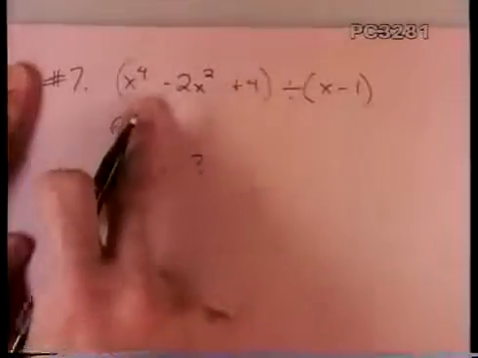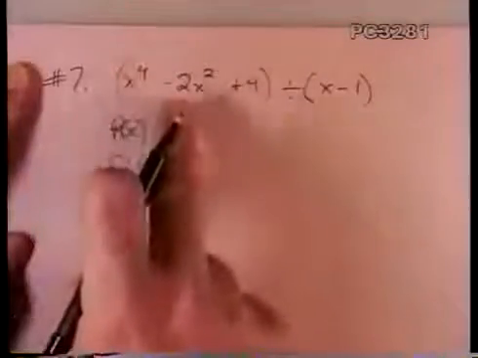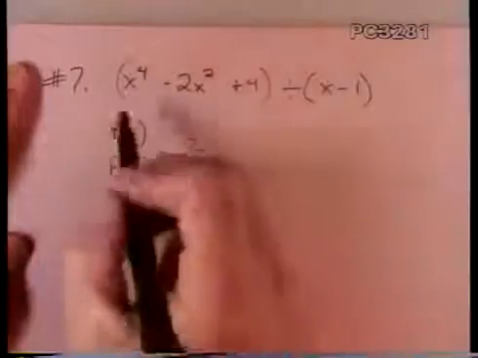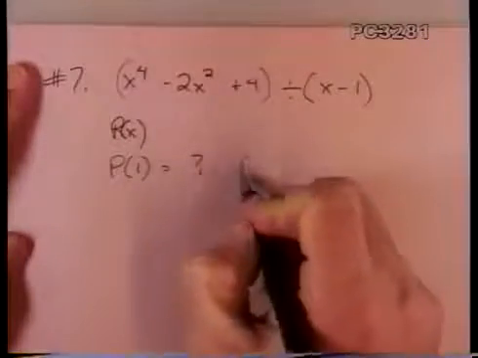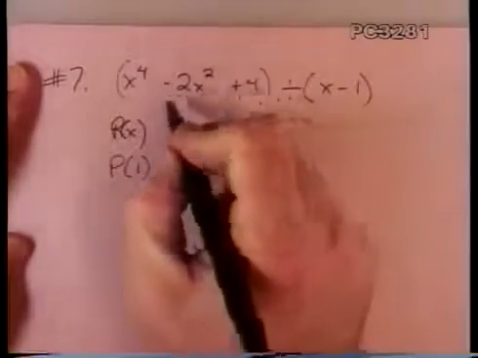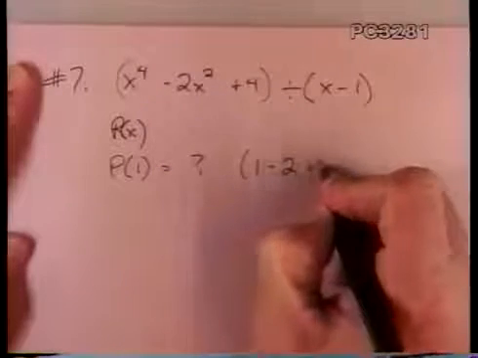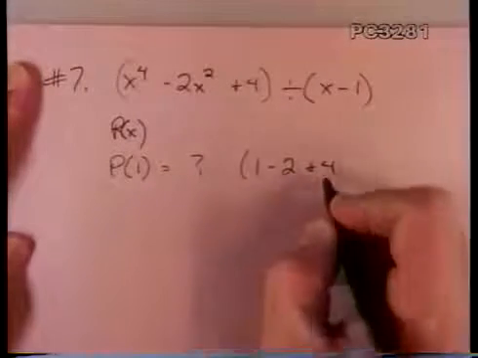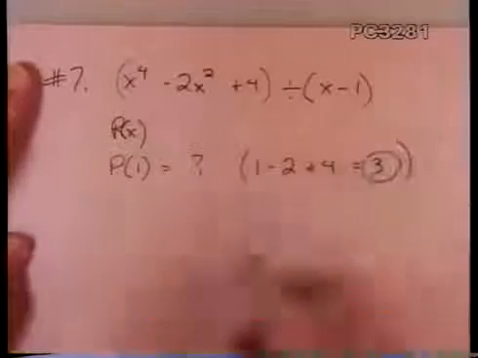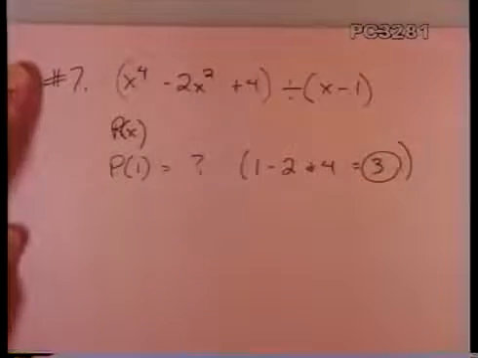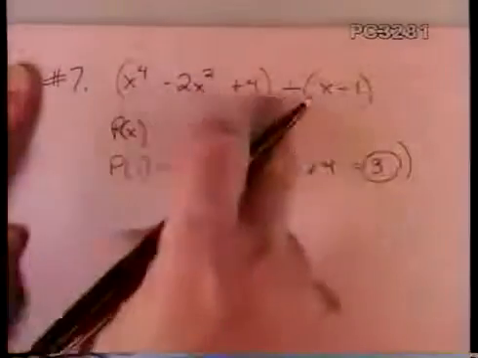Now you can do it by hand if you want to. This one wouldn't be that hard. 1 to the 4th is 1. 1 squared is 1 times negative 2. So 1 minus 2 plus 4, that's negative 1 plus 4. That gives us 3. That's your remainder right there. All I did is substitute 1 for x.